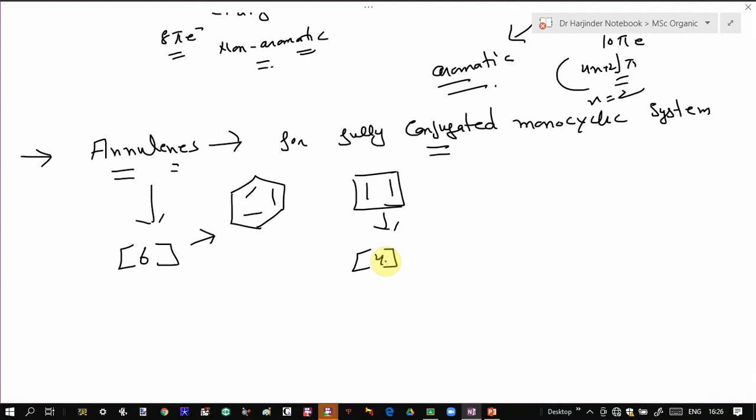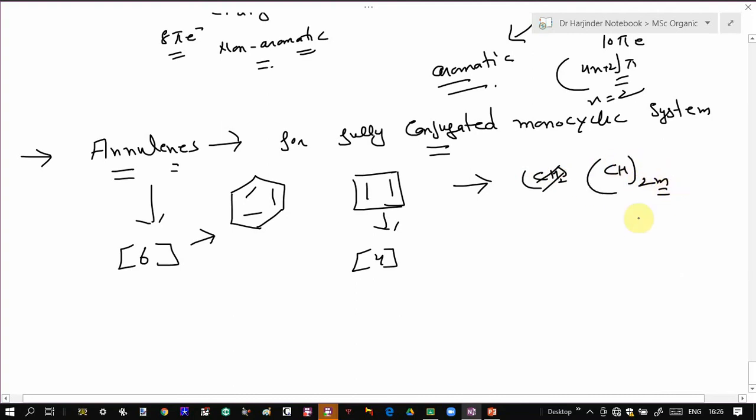Annulenes have a general formula of CnHn, where n may be any number. They always consist of an even number of carbons as the system is fully conjugated, so each double bond must have 2 carbons. So n may be any number, but it always results in an even number of carbons in their structure.